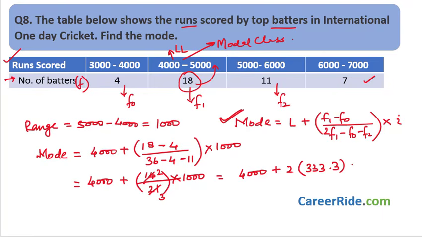3.3. All of us know this, right? So this is an easy calculation. So this is basically equal to 4666.6 runs, right? So the modal runs are what? The modal runs are 4666.6. Pretty easy to find. There is nothing difficult here at all.